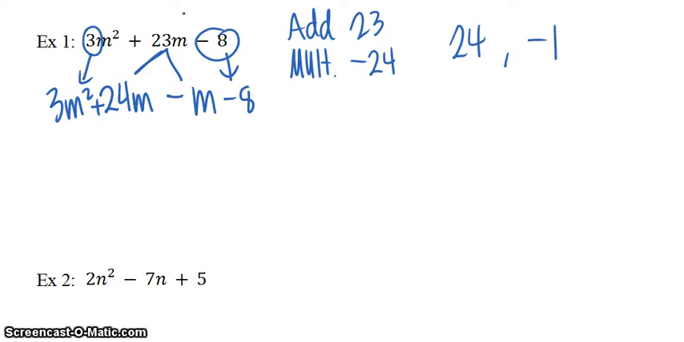So now we can factor by grouping. So I'm going to group these 2, and I'm going to group the negative with it, but that means I have to make this a positive, adding a negative.